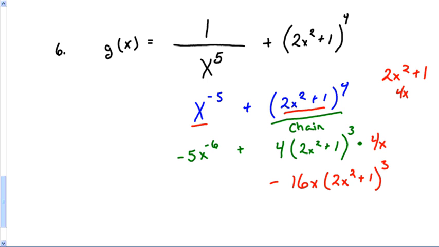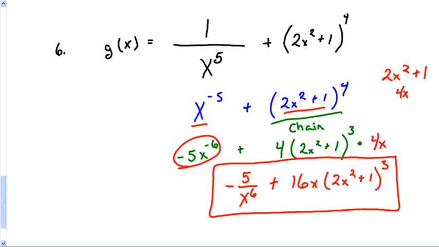And don't forget, we had this over here, which I don't really like, so I'm going to rewrite that as negative 5 over x to the 6th. And so here, and I guess if we started with a g of x, then I need to write g prime of x is equal to that.